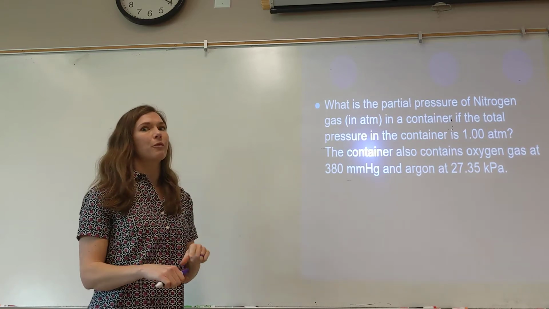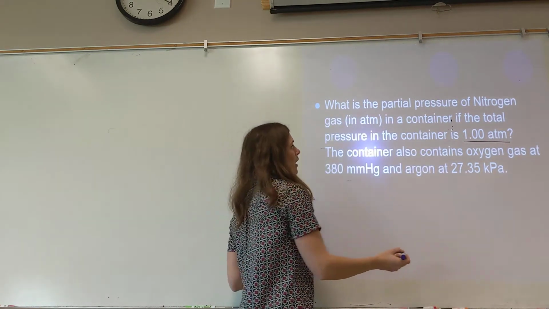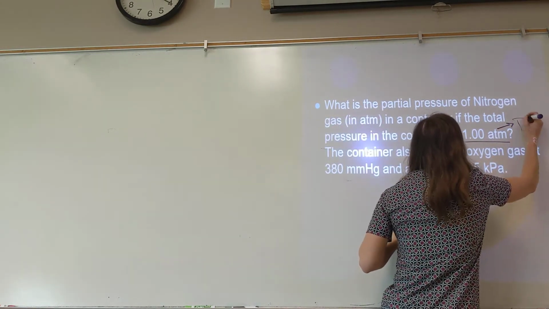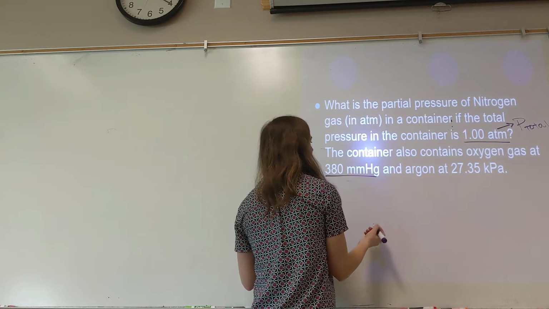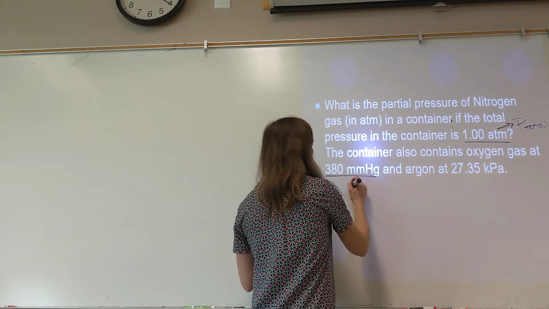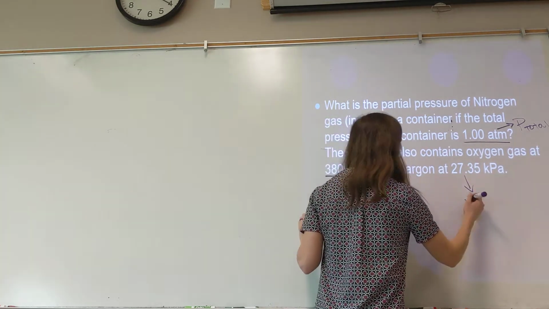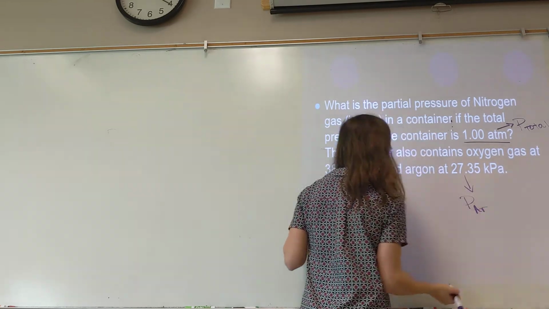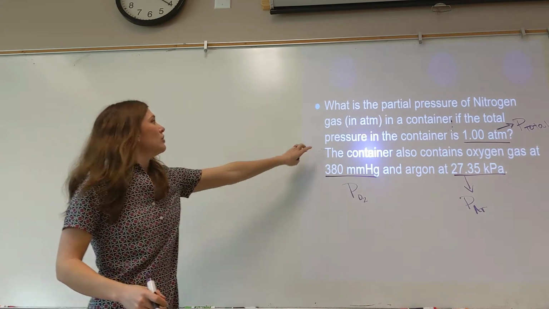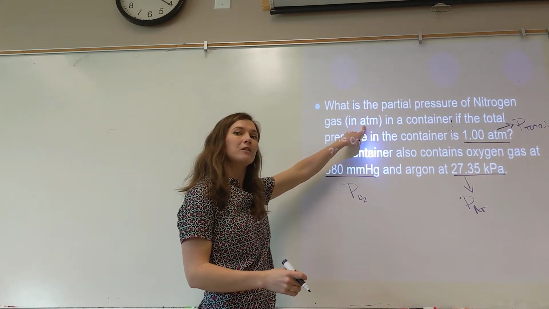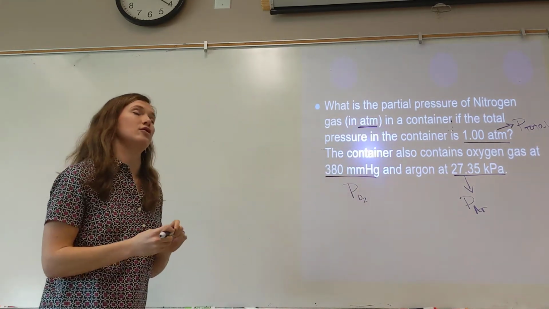So, a couple things to note before we get started. I'm given 3 different units of air pressure. My 1 ATM is my P total. My 380 millimeters of mercury is my P oxygen. And my 27.35 is my P argon. But they are all different units of air pressure. So, my problem tells me what it wants me to convert to. It wants me to convert to atmospheres to get the partial pressure of nitrogen.